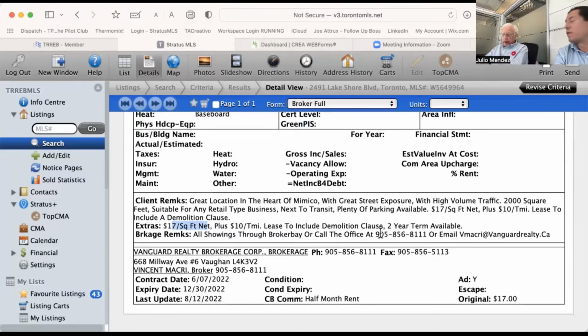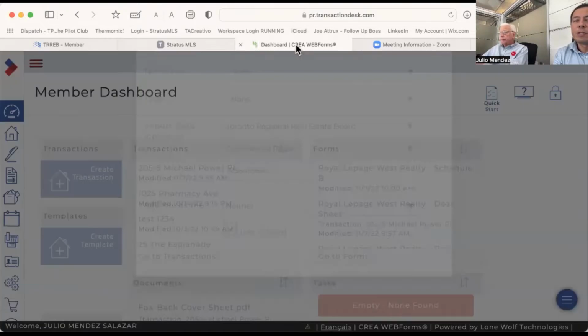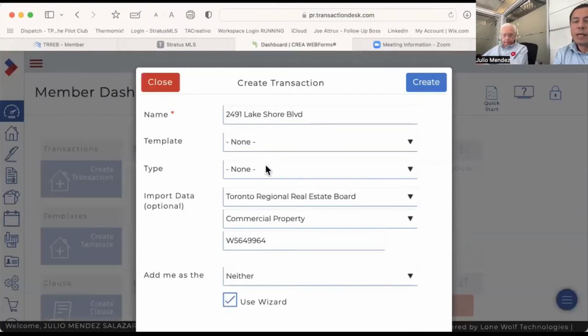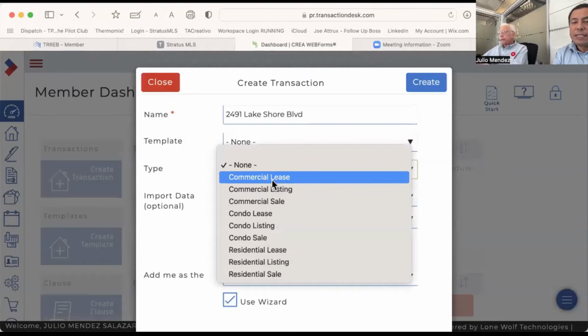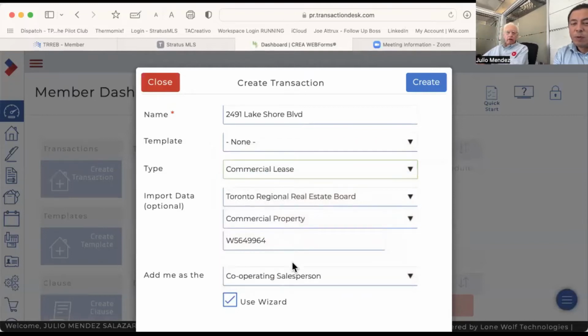So not much. Well, you've got to verify the taxes and you've got to verify the TMI. It may not be correct on the listing. I assume it is if it's a good commercial agent, but this is backup information that you need when you're representing a tenant. Yeah, great to know. So in this particular case, we would start a commercial lease and agreement to lease.